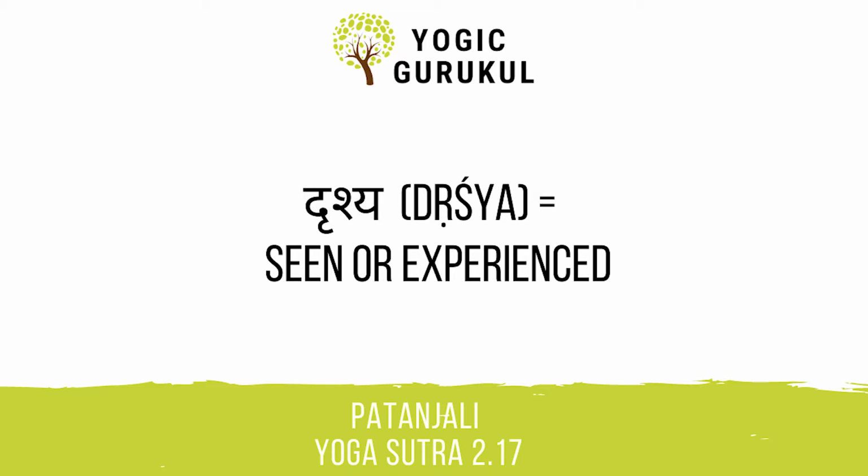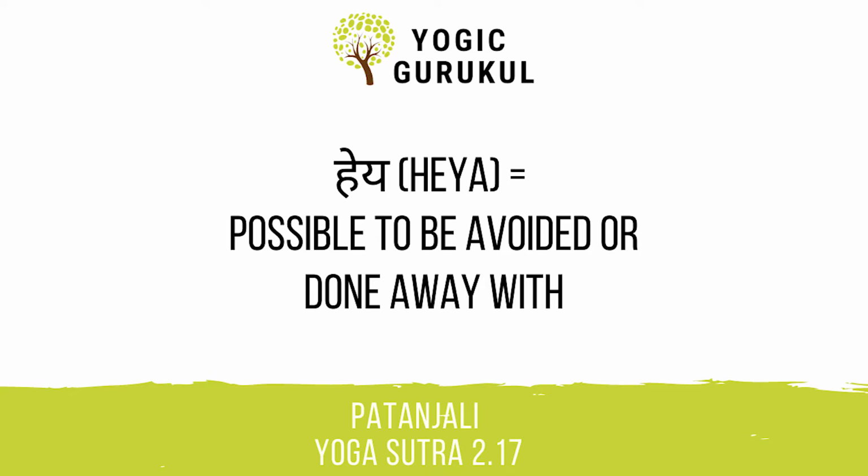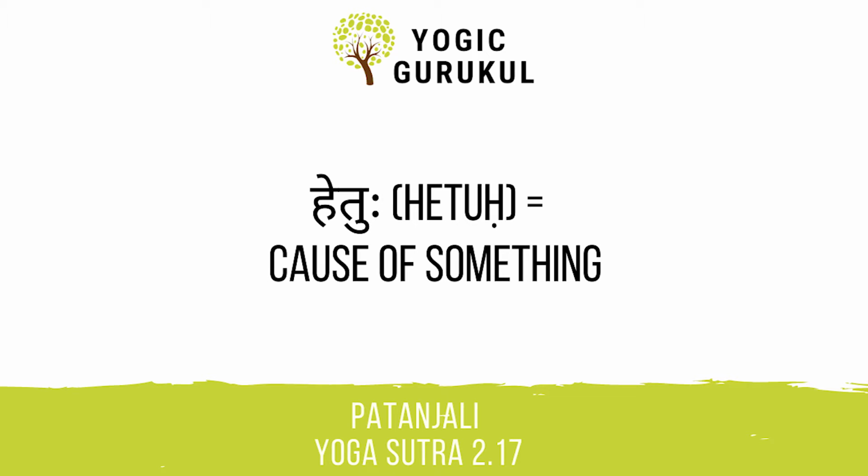Now coming to the next word, which is Drishya. Drishya is referring to that which is seen or that which is experienced. The next word that we have here is Sanyogo, which is referring to the word Sanyog, which means the union or the coming together. And then the next two words are Heya Hetuhu. Heya is referring to that which needs to be avoided or not taken into account, and Hetuhu means the cause of something or the causal principle.